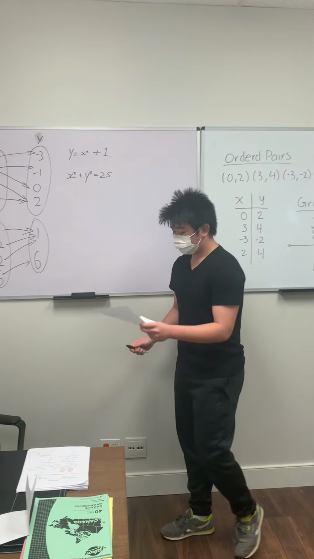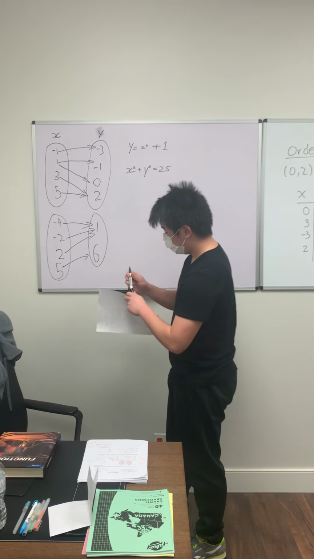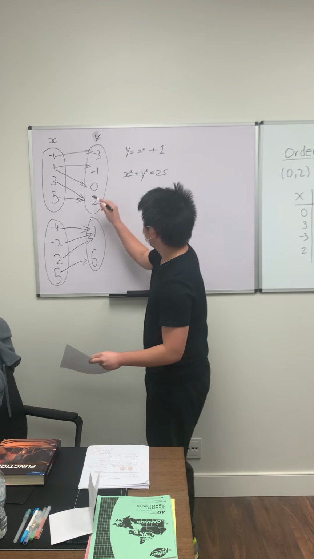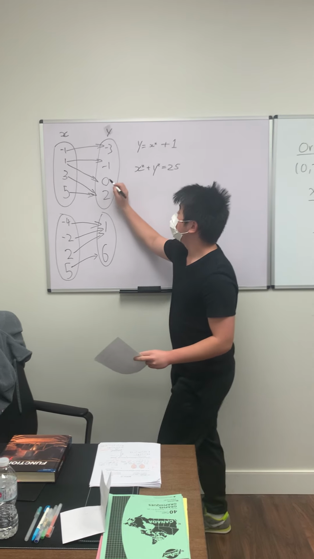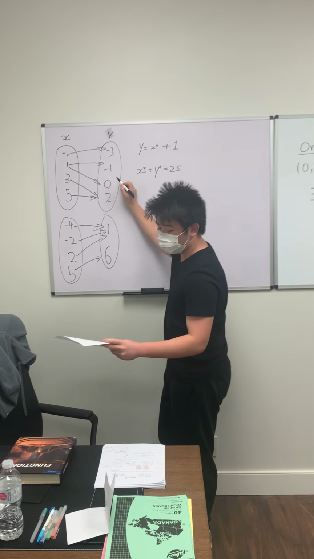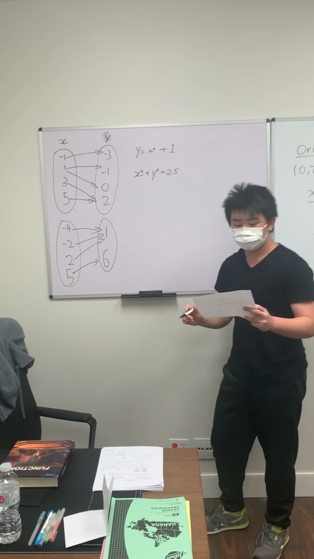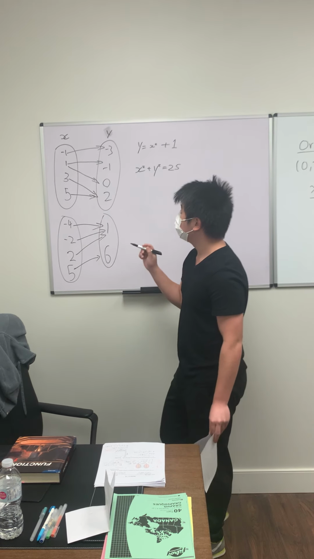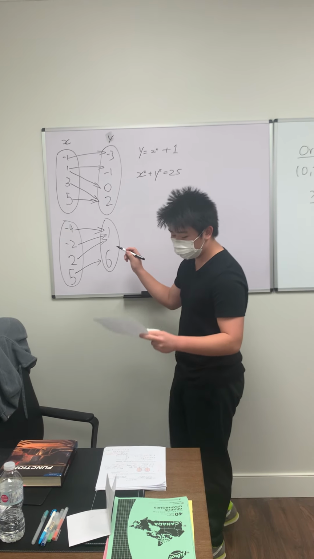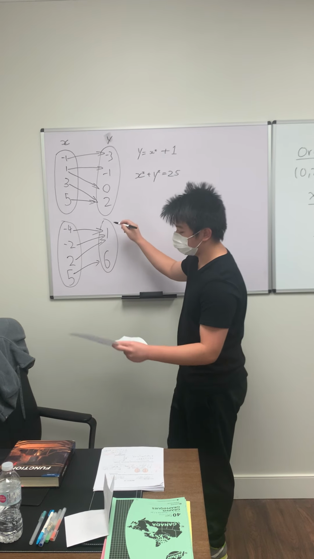Alright, so first up, let's move to the mapping diagram. So we got two examples here. The first example is what not to do. This is not a function. This is because each domain element should only have one corresponding element in the range part.